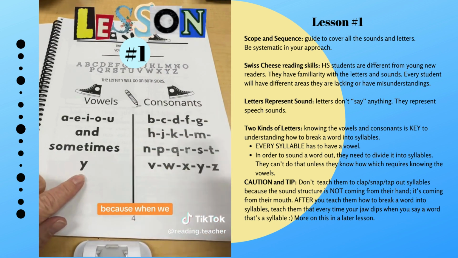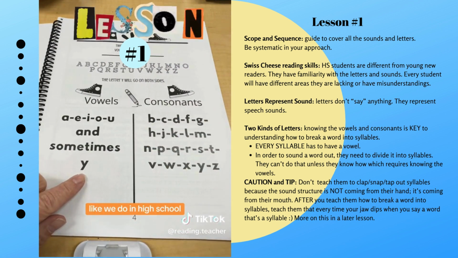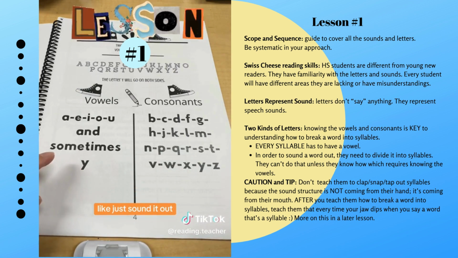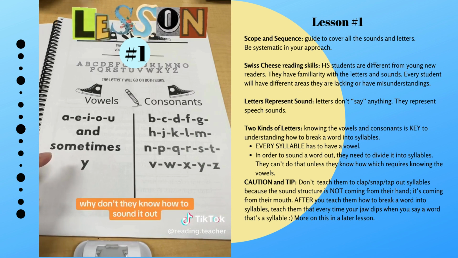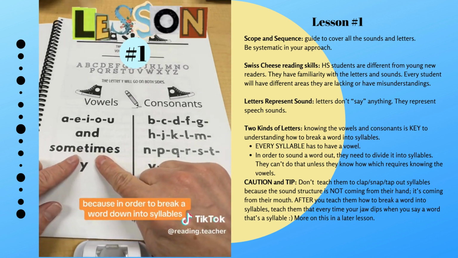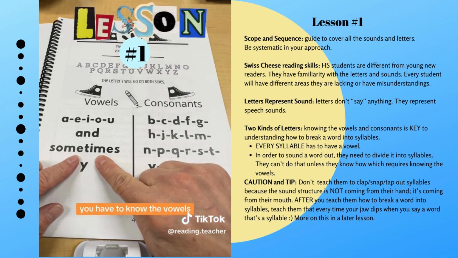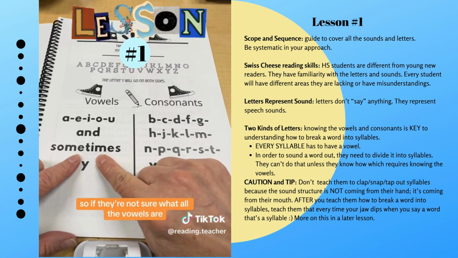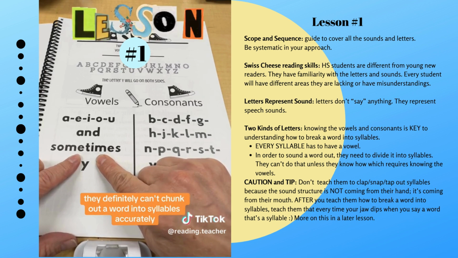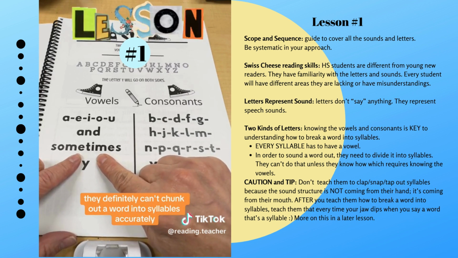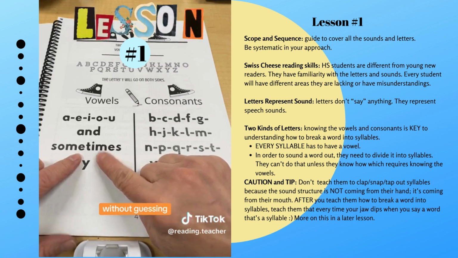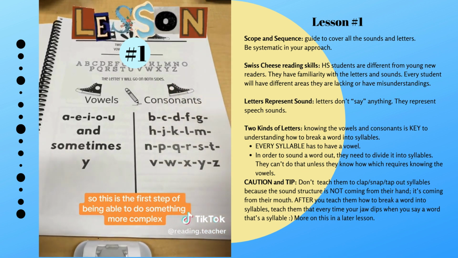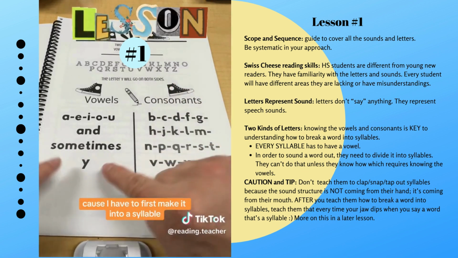Because when we do something complex like we do in high school, when they hit a word they don't know when they're reading, and we say something that we think is so simple, like just sound it out, they don't know how to sound it out. Why don't they know how to sound it out? Because in order to break a word down into syllables, you have to know the vowels, because every syllable has to have a vowel. So if they're not sure what all the vowels are, they definitely can't chunk out a word into syllables accurately without guessing. So this is the first step of being able to do something more complex, like sound out a word, because they have to first make it into syllables.